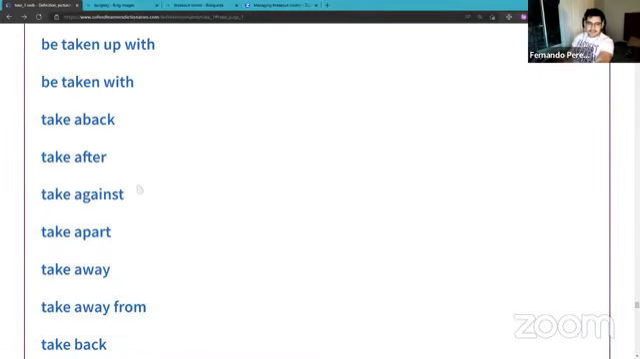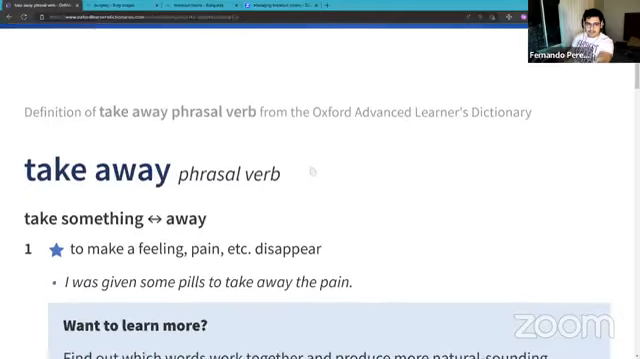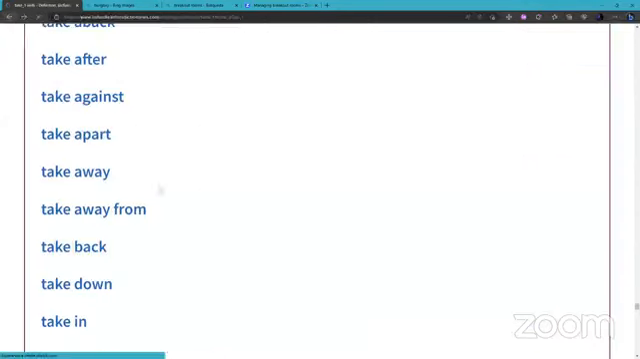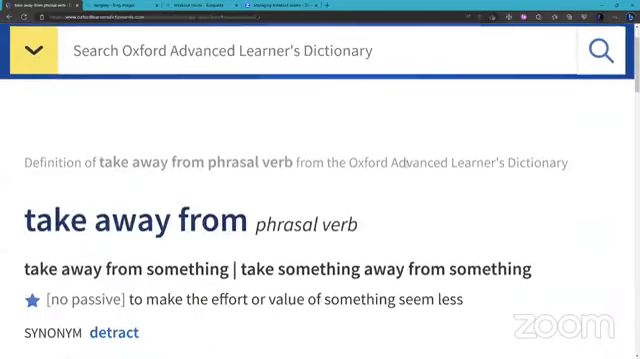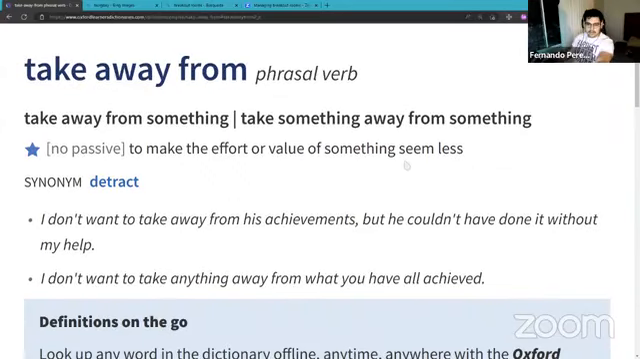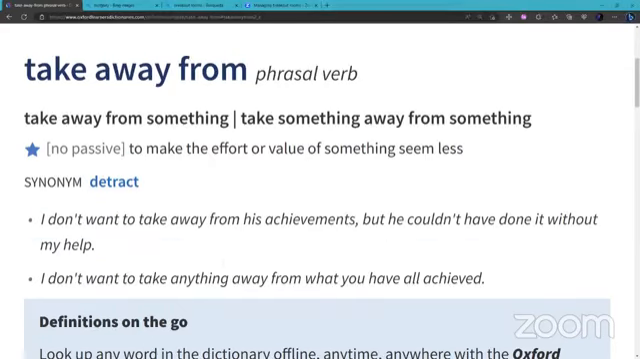The next one, Rafa, let's go with take away from. Let me check. No, that's takeaway. Let's find this one. Take away from. Action. Okay. To make the effort or value of something seem less. It's like detract.